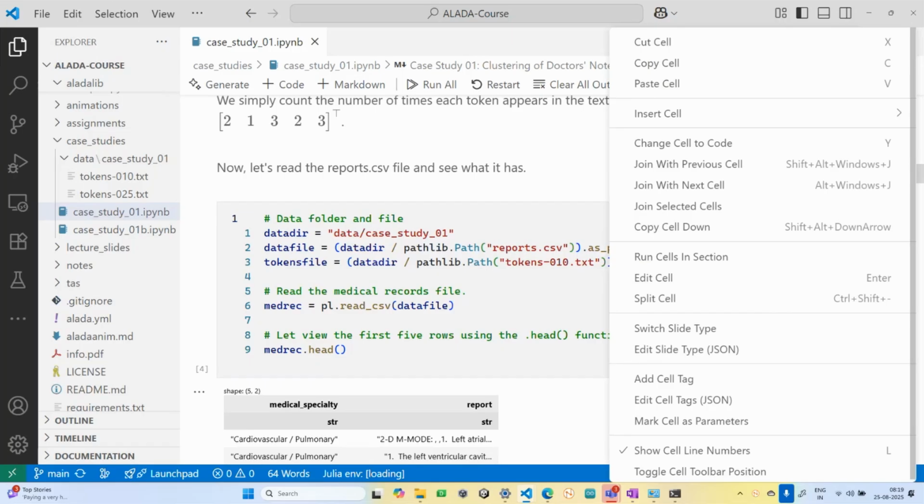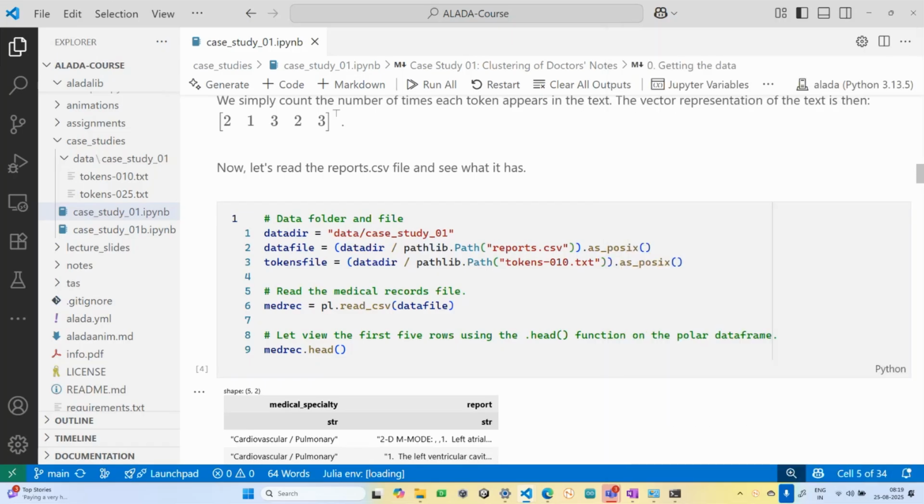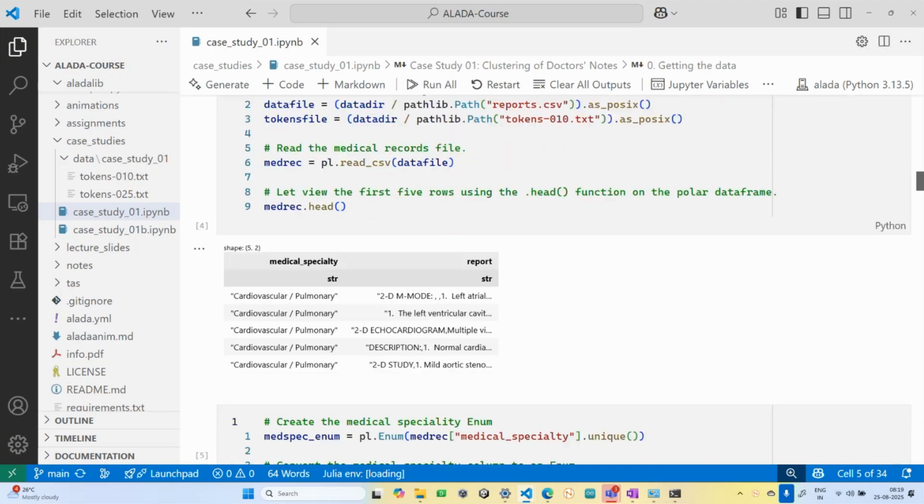As you run the code, you will understand what each one of them does. And if you've not done a lot of Python programming before, this is also a way to learn how to do different things. So we read the data first, and the data looks like this. There are two columns: medical specialty and report. The first row is from cardiology or pulmonary medicine, with the corresponding clinical note or report. It looks like the first few are all from cardiology.